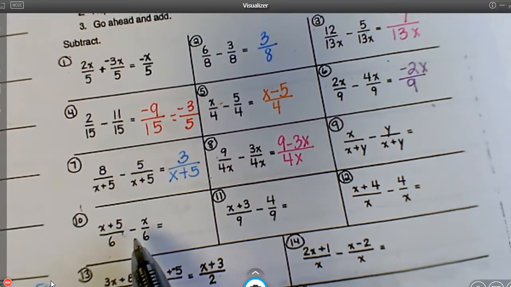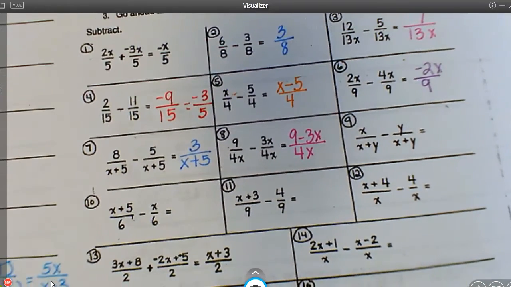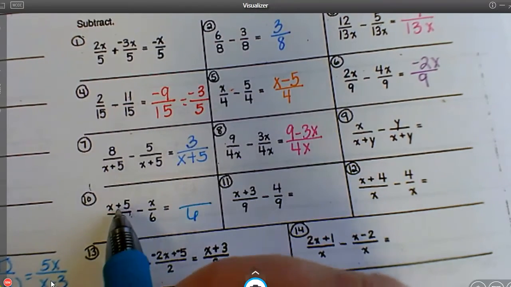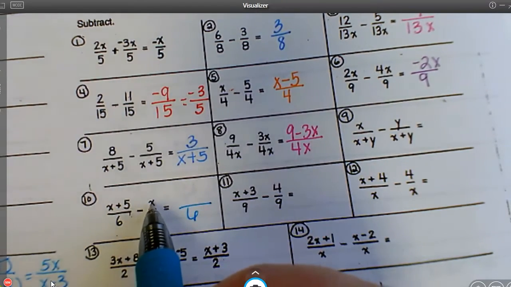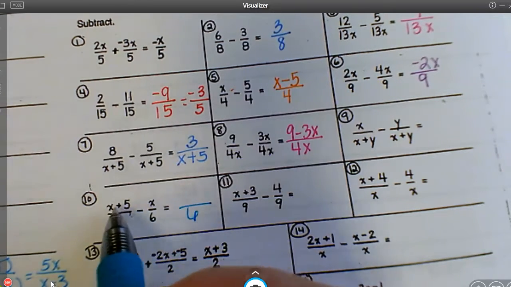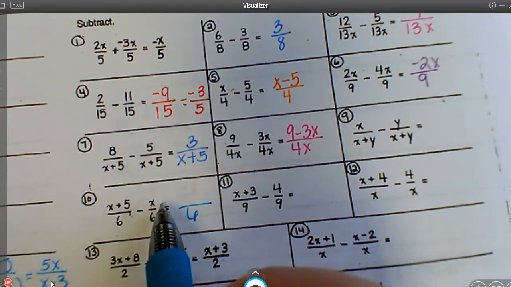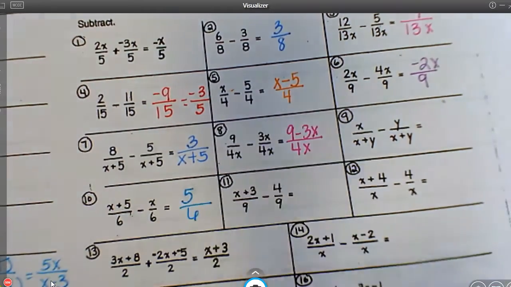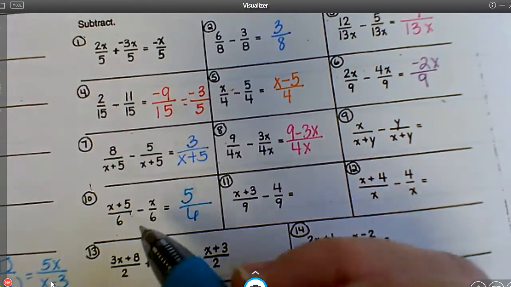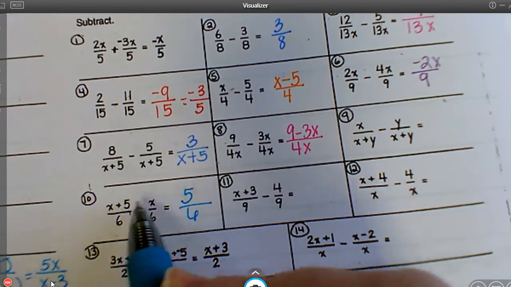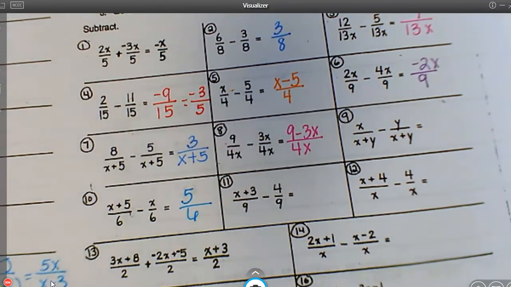I'm going to skip to number 10 real quick. Let me show you that one. So on the bottom, I know that's going to be a 6, but here I'm going to subtract. It says x plus 5 minus x. So what that means is that the x's are like terms. One of them's a 1 and one of them's a negative 1, so I'm just getting rid of that x, which means I'm left with just 5 over 6. Whenever you're subtracting the x, you're getting rid of that one, and so all you're left with is a 5.